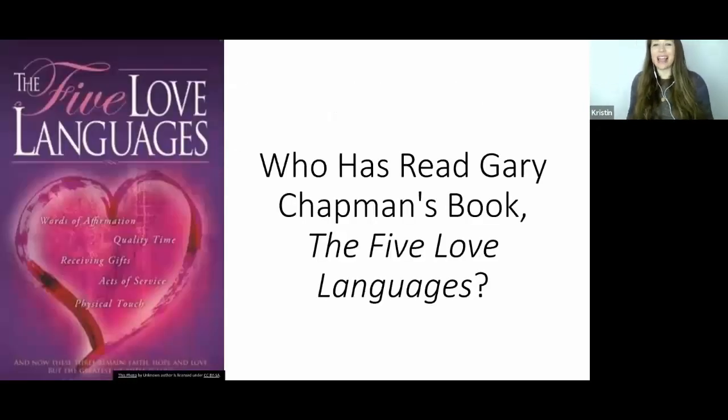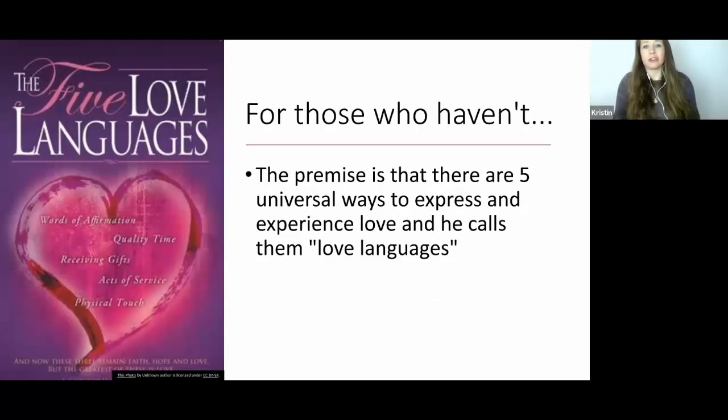So who has read Gary Chapman's book, The 5 Love Languages? This book has been around since the early 90s. It has been modified for parents, for kids, for business, inside the workplace. It's just such a great book that will really support you in promoting more love inside of your relationships. And for those of you who haven't read this book before, the premise is that there are 5 universal ways to express and experience love. And Gary Chapman calls them love languages.